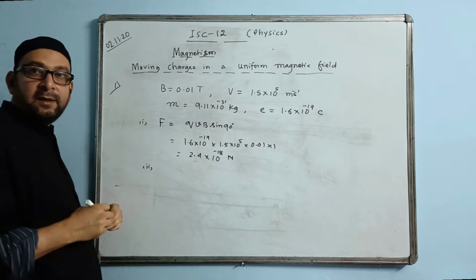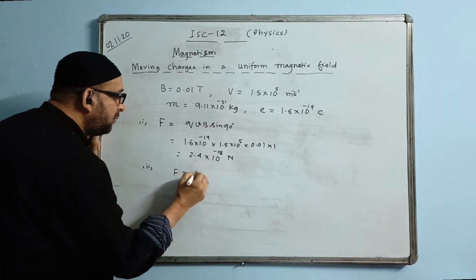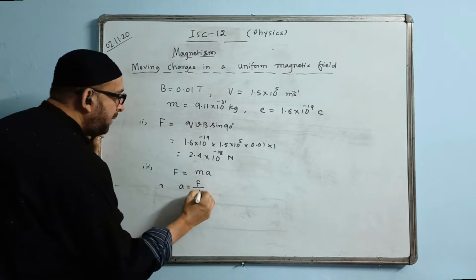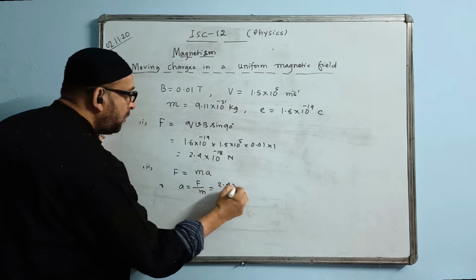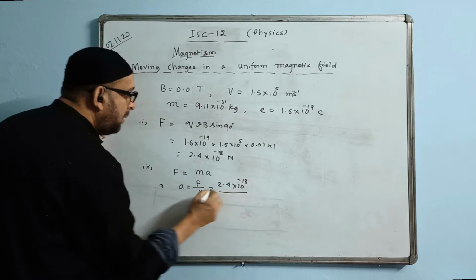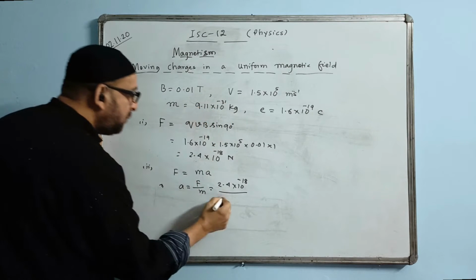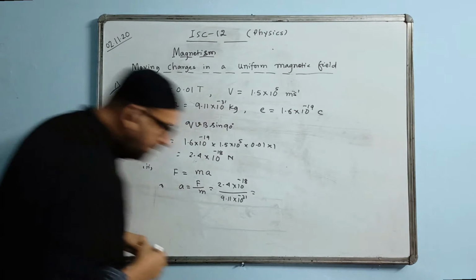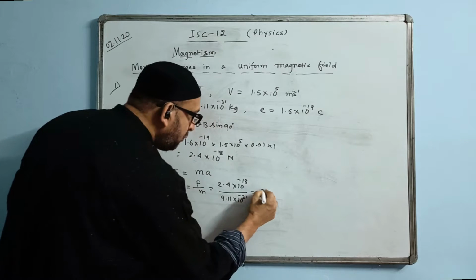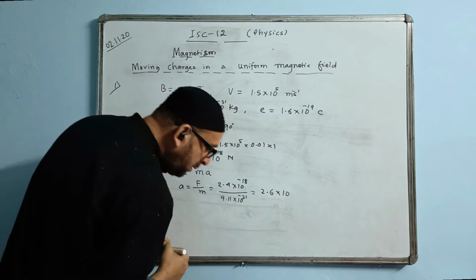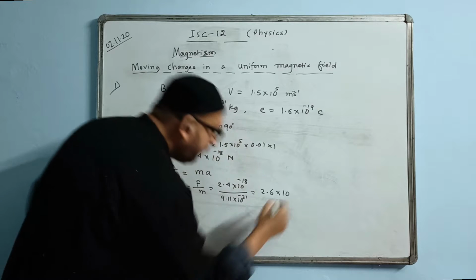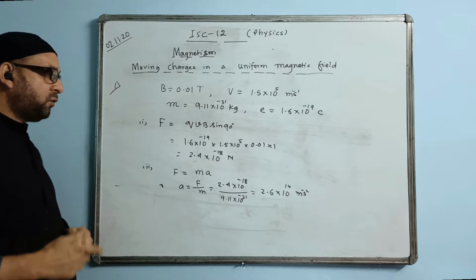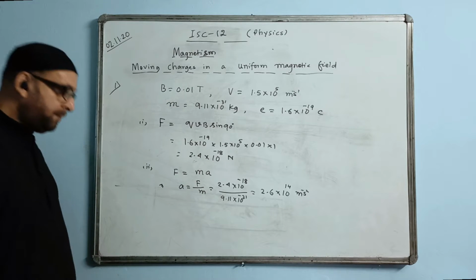The second part of the question says find the acceleration. So we write the formula F is equal to ma. Therefore a is equal to F by m. The force value we calculated just now, 2.4 × 10^-18, upon m. The mass of the electron is given, 9.11 × 10^-31. Calculating, the answer is 2.6 × 10^14 meter per second square. This is the answer for this question. It's quite simple.